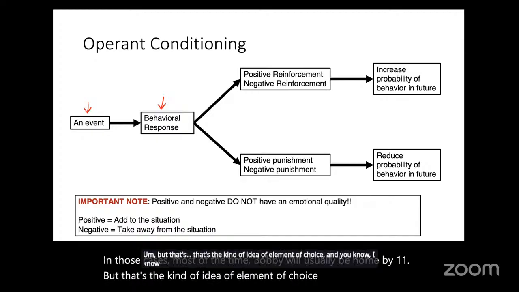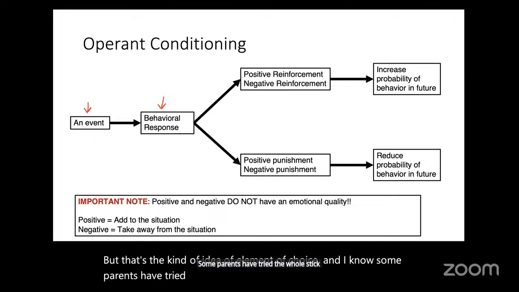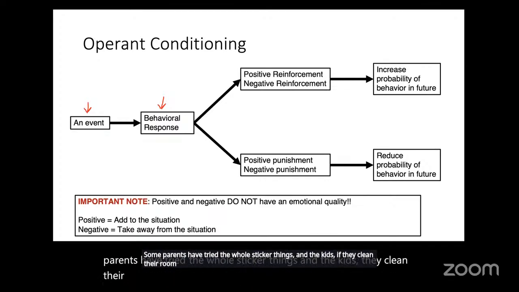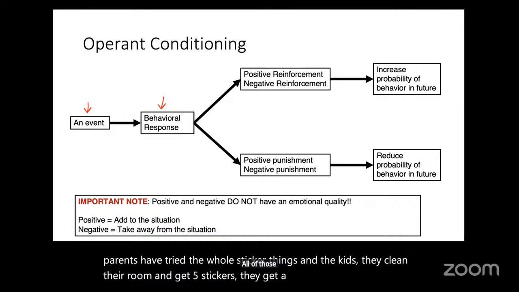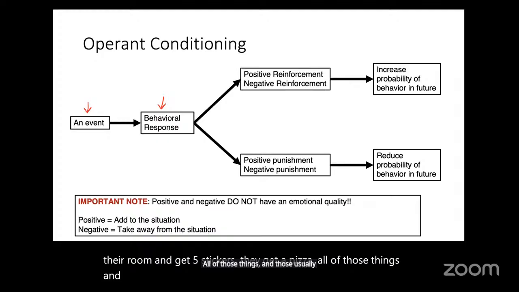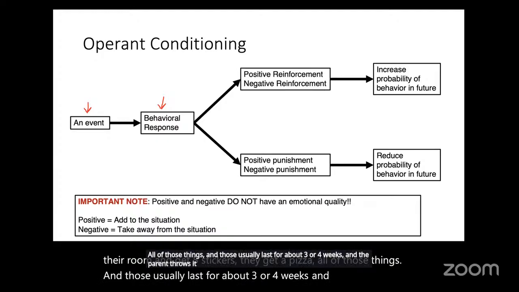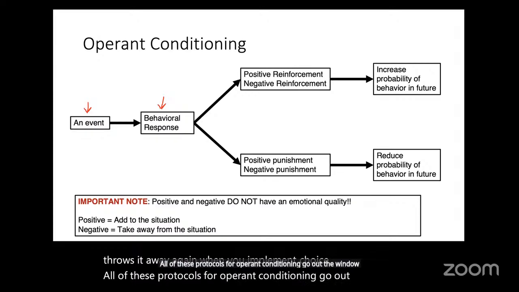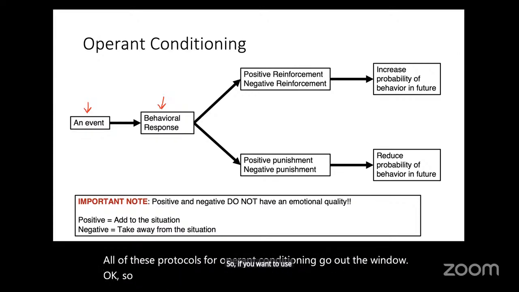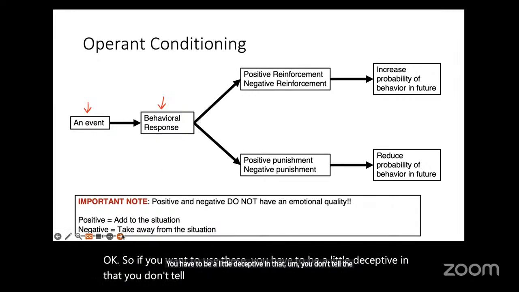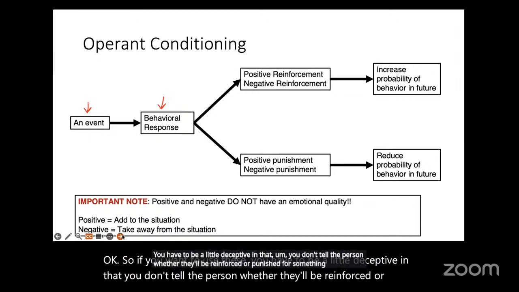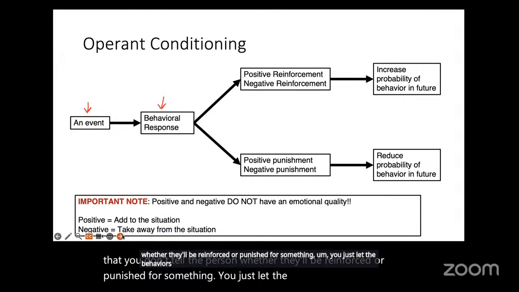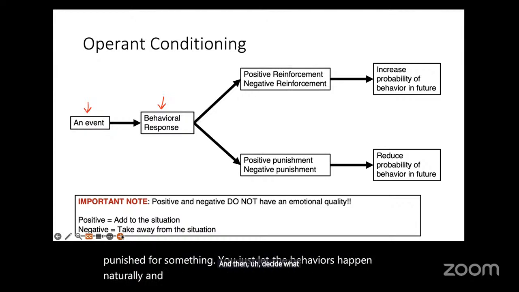And I know some parents have tried the whole sticker things, and the kids, if they clean their room and get 5 stickers, they get a pizza, all of those things, and those usually last for about 3 or 4 weeks, and the parent throws it away. Again, when you implement choice, all of these protocols for operant conditioning go out the window. Okay, so if you want to use these, you have to be a little deceptive in that you don't tell the person whether they'll be reinforced or punished for something. You just let the behaviors happen naturally and then decide what to do from that point.